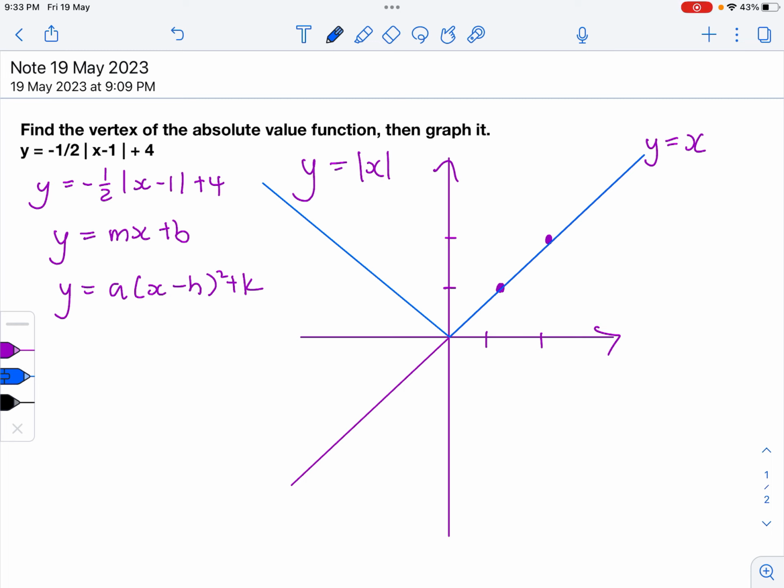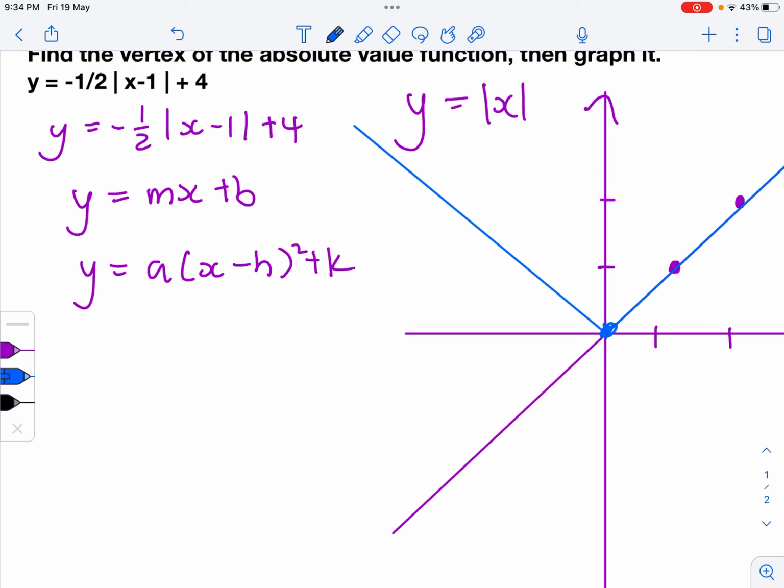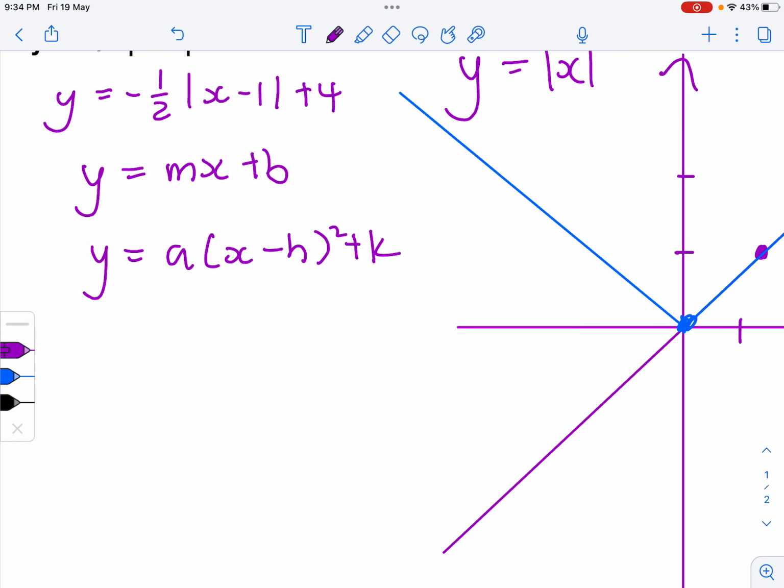Basically, it is just a straight line, and wherever the vertex is, it will be flipped vertically. So let's say if the vertex is here and we have a line here, then it will be flipped right over here, something like that. And the vertex isn't always going to be at (0, 0). It can be anywhere. Absolute value functions, just like quadratic functions, can shift. And what I mean by shifting is transformations.